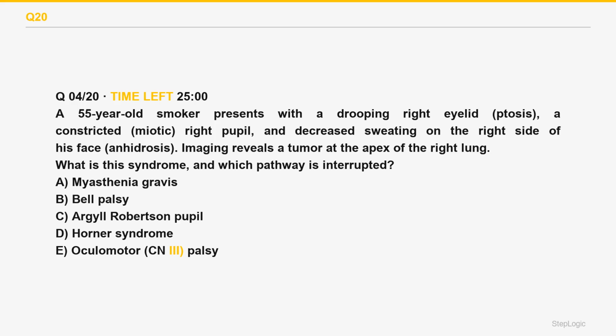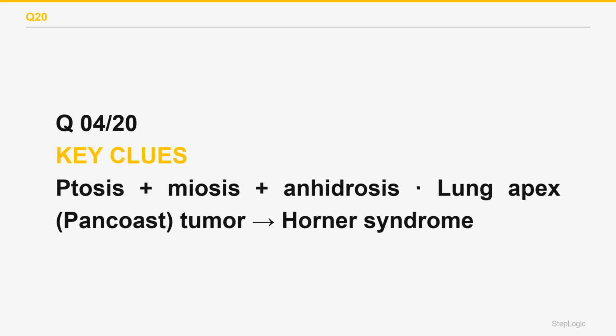Read the command, syndrome, and pathway. Ptosis, miosis, anhidrosis, lung apex tumor, Horner syndrome, interrupted sympathetic pathway. This is Horner syndrome, caused by interruption of the sympathetic, oculosympathetic pathway to the head and eye.